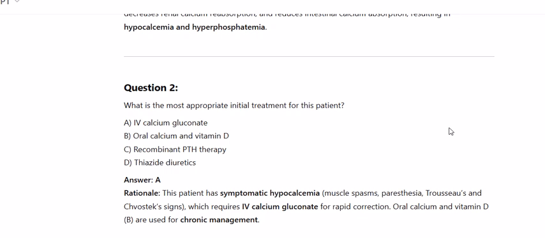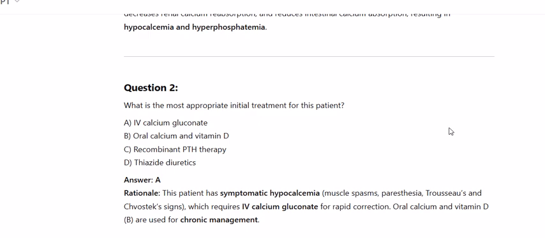Answer: A. Rationale. This patient has symptomatic hypocalcemia, muscle spasms, paresthesia, Trousseau's and Chvostek's signs, which requires IV calcium gluconate for rapid correction. Oral calcium and vitamin D are used for chronic management.